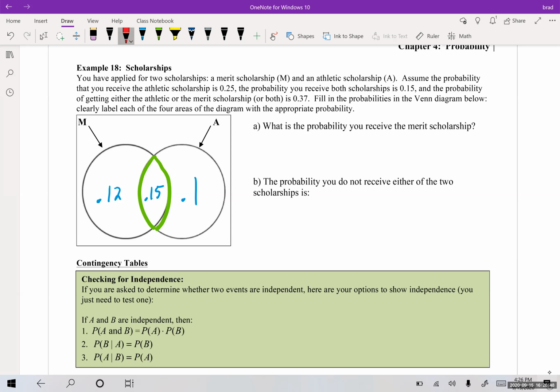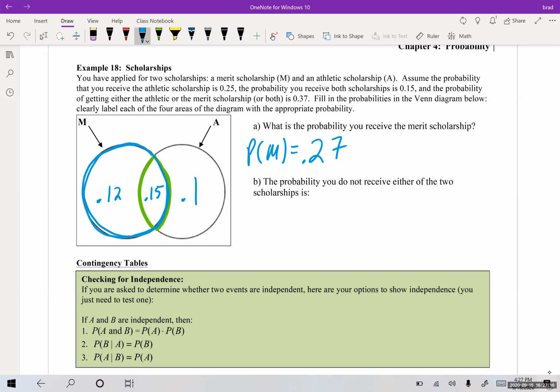Okay, well, that's going to be the probability of a merit scholarship. Just a merit scholarship. They didn't say just merit and not the other. They said in general, what's the probability you get a merit scholarship? Well, that's going to be this whole area here, because all of these individuals get a merit scholarship. So that's going to be 0.27, okay?